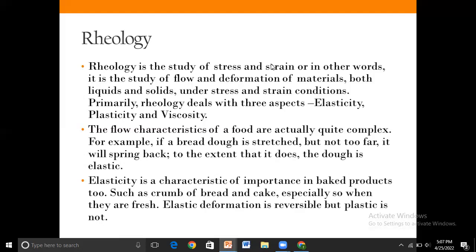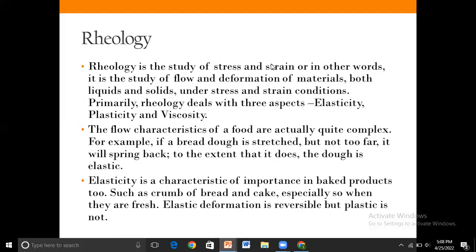It's like you have clay, right? When you model clay, you can make it into any shape you want, but it won't go back to the original position. Likewise, if you are having a chapati dough, when you are rolling it out and have made chapatis, after that it becomes plastic.